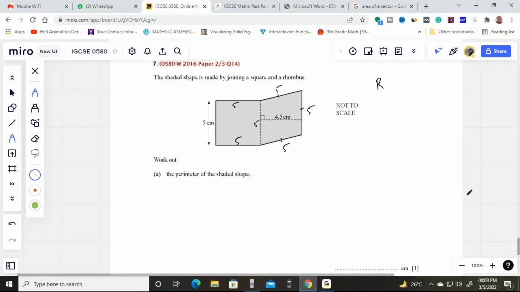Alright. So what do we need to find out? We need to find the perimeter. So we need to sum up the lengths of all the boundaries here. So how many boundaries do we have? 1, 2, 3, 4, 5, 6. So the perimeter will be 6 times 5, which is 30 centimeters. That's it. 1 mark.